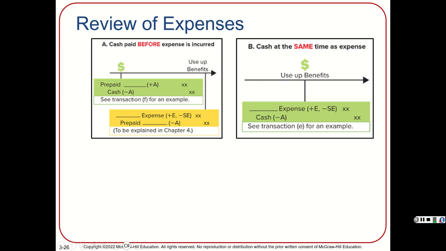Cash at the same time you incur the expense. You can see the example in E that we looked at before, but other things could be like office supplies that you plan to use right away, meals that you've eaten out, things like that, where the expenses are being paid for at the same time. So your expense account is going to increase and your cash is going to decrease.